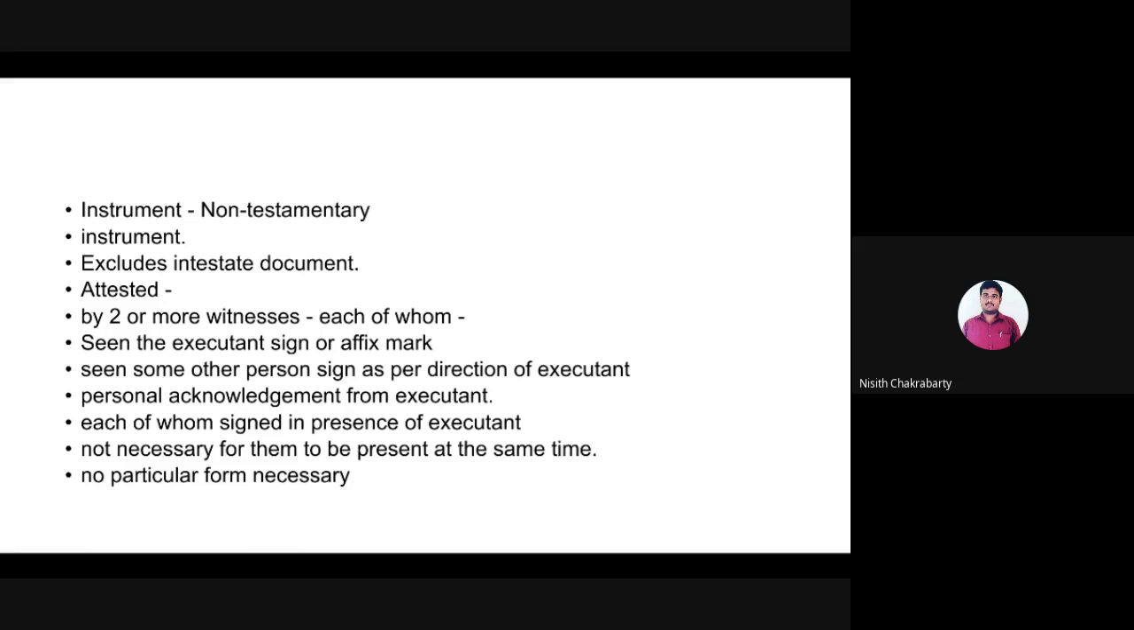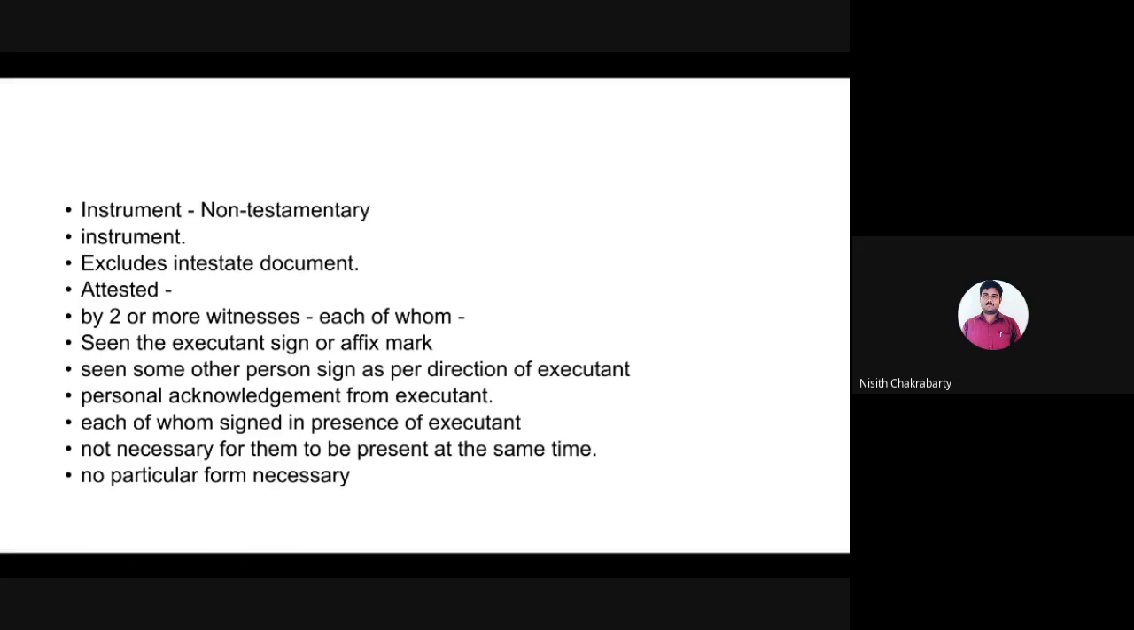Or the third case, as in the example that I gave, the Pardanashin lady could not come out of her veil, and she couldn't sign in front of you, but she gave a personal acknowledgement to the witness that yes, this is in fact my signature. Then also it will be deemed as if the ingredient of attestation has been met. So as I told you, out of the three, all three need not be satisfied. If one of the ingredients is satisfied, then also it will be deemed as if the ingredient that is required has been met.